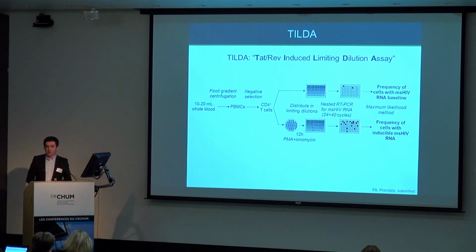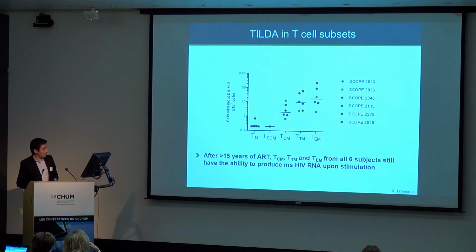Again, a lot of these genomes are actually defective, so you want to show whether or not they are inducible. For that, we developed an assay that we called TILDA that measures the frequency of cells with inducible HIV. The readout we're using here is multiply spliced HIV RNA, which is usually not produced in cells that have defective genomes, and we're using PMA ionomycin to generate this. This assay was developed by Francesco Procopio at VGTI.